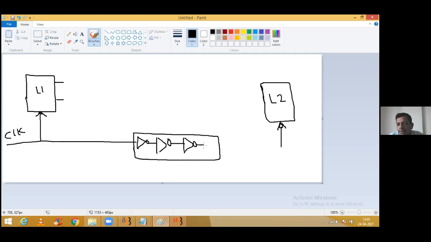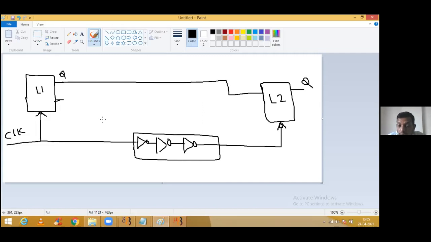Are you getting my point? Now I'm providing this clock to L2, latch number 2. Whatever the output is, if I'm treating it as a Q, that I'm connecting to this end. And again, this is my final Q. I hope you are getting this. What I'm trying to deliver is to make you understand clock skew and mitigation.